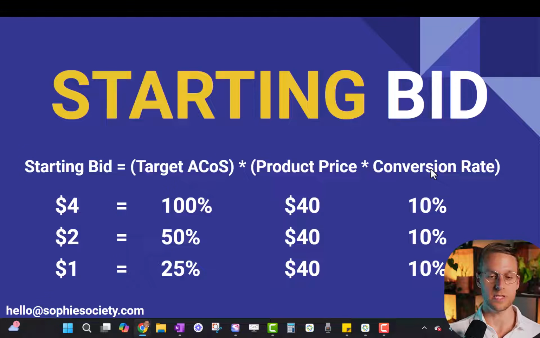Multiply it by my product price times my conversion rate. So 0.25 times 40 times 0.1 equals $1. So unlike Amazon's suggested bid, this starting bid formula allows you to set a bid that will give you sales at about what you expect to spend for those sales. Then the homework comes in adjusting that bid. And that's actually where most of the bidding action happens.